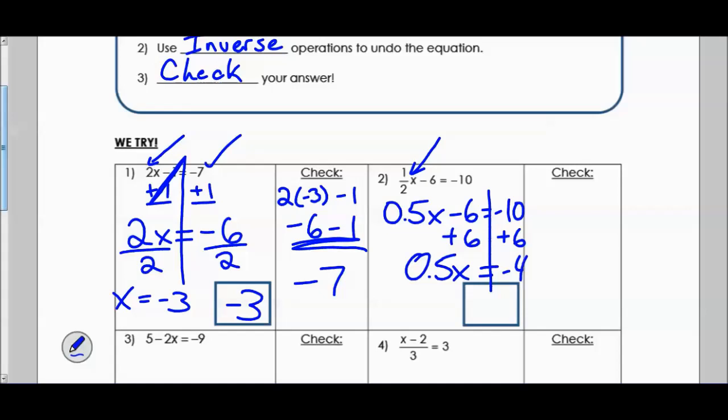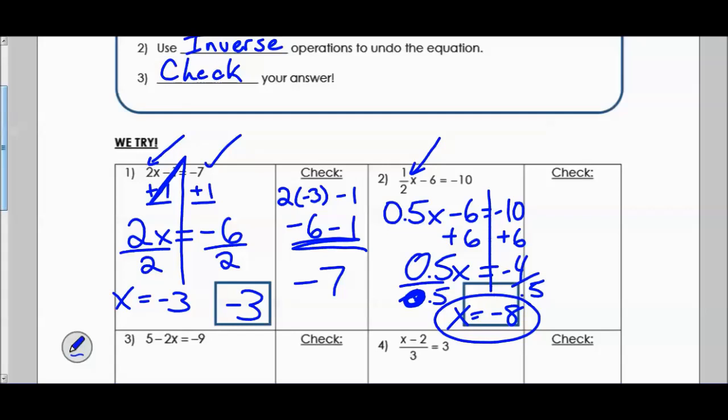And now we can get rid of that 0.5. That's multiplication right now. So we're going to divide on both sides. Divide by 0.5 on both sides. x ends up equaling a negative 8.